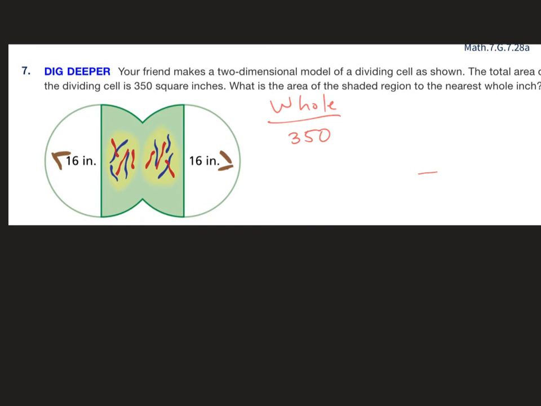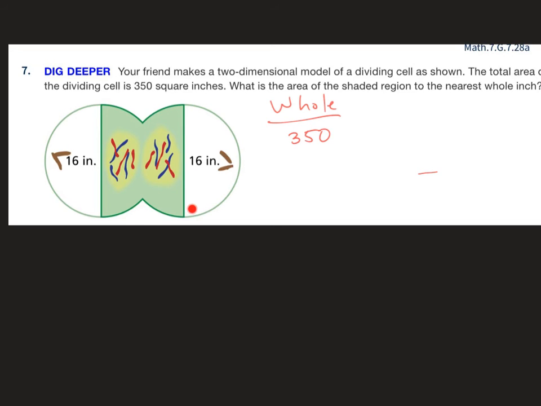I'm not sure if you guys are seeing my laser. Let me do a laser. This outside part, let's do a cooler laser. This outside part, we need to get rid of these from the whole. So we have this 350, and we're going to subtract from that area the white parts. If the whole is 350 and I get rid of these two parts, then I'm left with this part, which is what it's asking me about. And it wants it to the nearest whole inch. So the whole we know, 350.